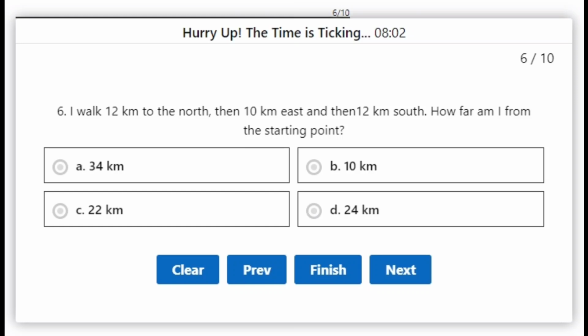Our next question is, I walk 12 km to the north, then 10 km to east, and then 12 km south. How far am I from the starting point? And the options are A 34 km, B 10 km, C 22 km, and D 24 km.